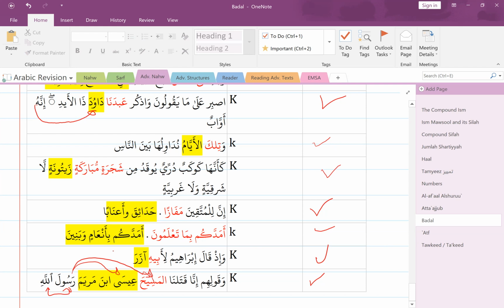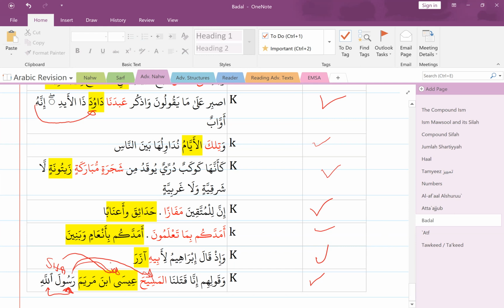So it's describing Isa, the messenger. So Rasulullah would be the badal of Isa, and Isa would be the badal of Masih. I don't know if Rasulullah can be classified as a badal because it's a sifa to Isa. In this case, it's a sifa. I don't know that you can have badal 1, badal 2, badal 3. From what I've seen, there's always just one badal, but I would check if that's possible. But from what I know, Rasulullah here is a sifa to Isa.